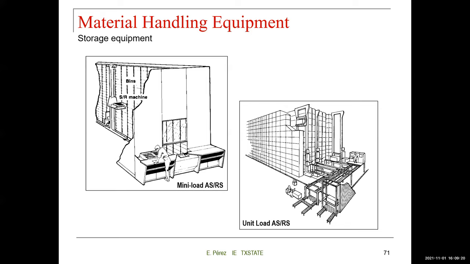So these are mini load automatic retrieval systems. And then here is the unit load automatic retrieval system. So these are for larger products. Same idea, you have that mechanism that is going to pick up the boxes or the product that you need based on the location, and you wait for it in a specific location.